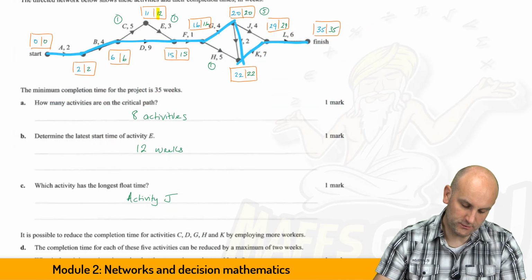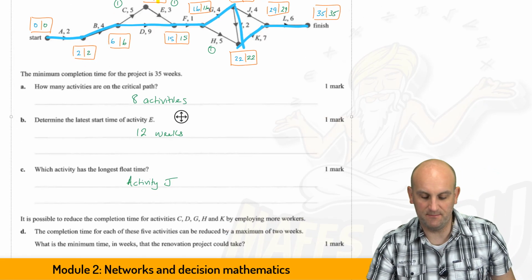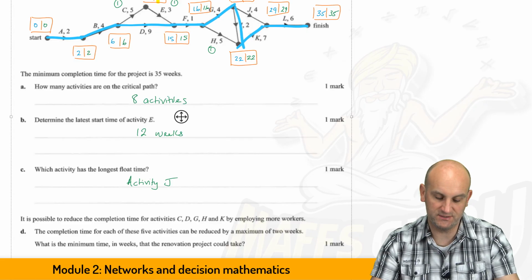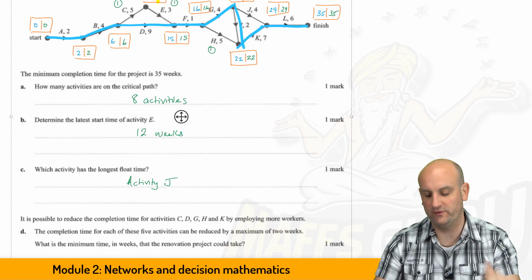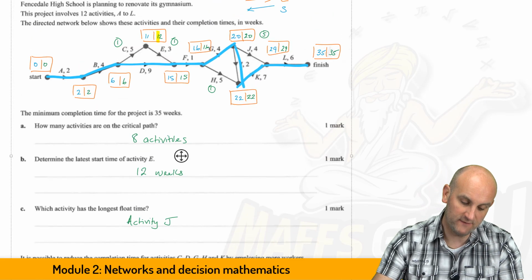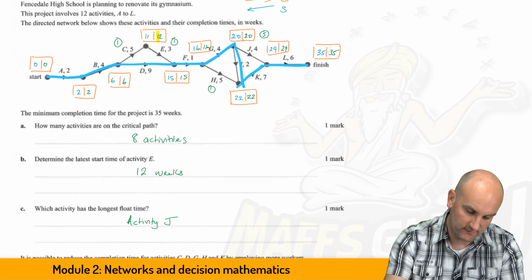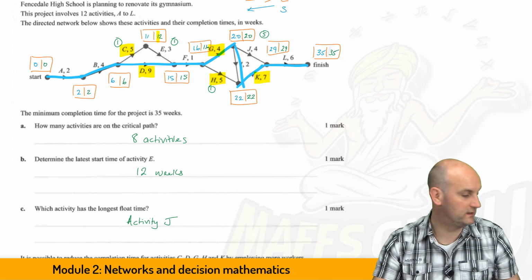It is possible to reduce the completion time for activities C, D, G, H, and K by employing more workers. The completion time for each of these 5 activities can be reduced by a maximum of 2 weeks, so we can do 0, 1, or 2 weeks. What is the minimum time in weeks that a renovation project could take? So I'm just going to highlight these: C, D, G, H, and K. There we go. So those are the 5 that we can reduce.